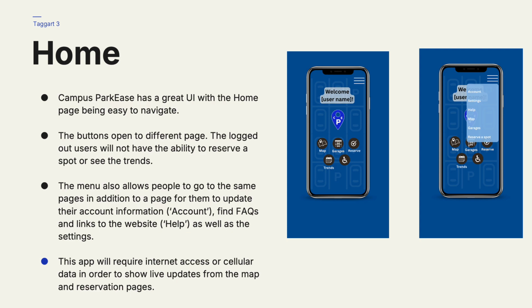Our home page is hopefully easy to navigate. We have all our features laid out in front of you for you to click on. We will get into these later, but from here you can access the map page, the garages page, the reserve page, the trends page, and the handicap page. Our main menu also has a place for you to go and fix any account information you need to access, settings where you can change dark and light screen, as well as some language settings. Help will direct you to a frequently asked questions page, and then further information from our website. And then you can also access some of the features from the main menu. This app does require internet access or cellular data for you to have the best live updates.